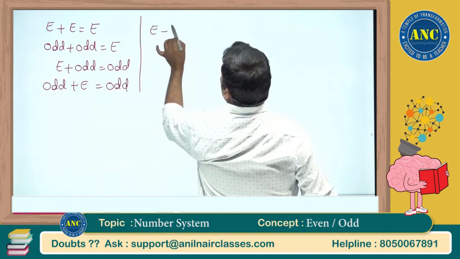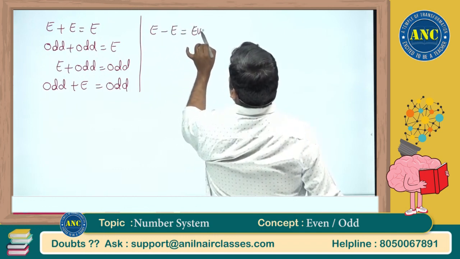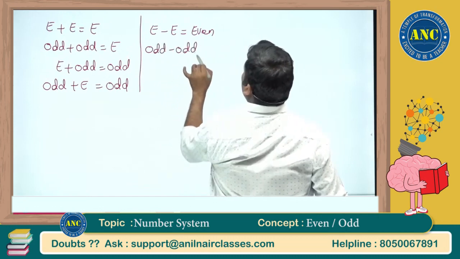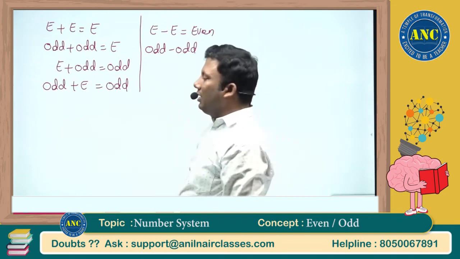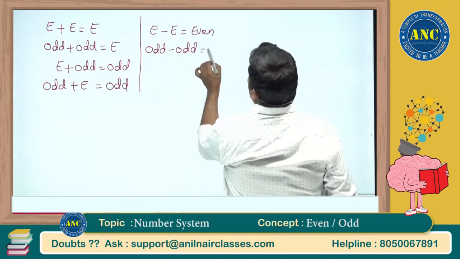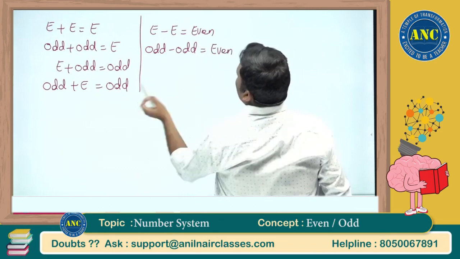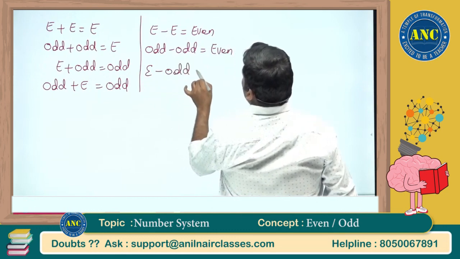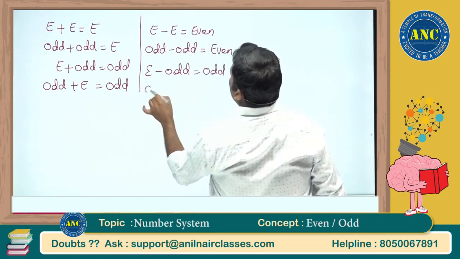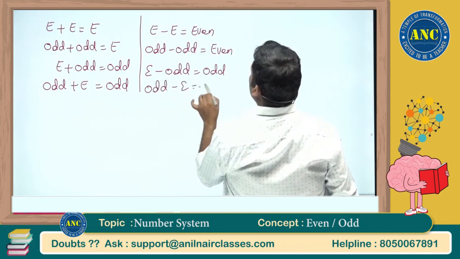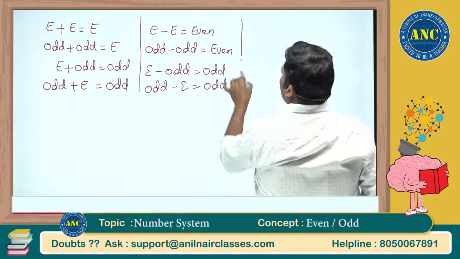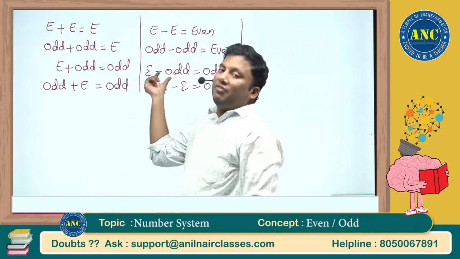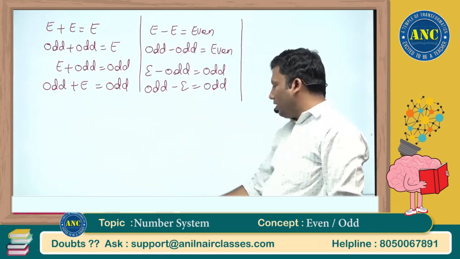Subtraction, similarly, we do. Even minus even is even. Odd minus odd is even. Why? Because 2k1 minus 2k2, 2 common, k1 minus k2 into any number, it is even. Odd minus odd is even. And even minus odd is odd. Odd minus even is also odd. I hope it is clear. Because I gave the proof for this, I am sure you can do the proof for this also. 2k1 minus 2k2, like that.